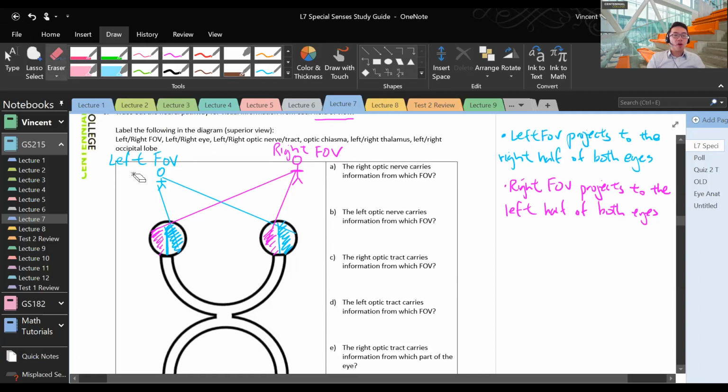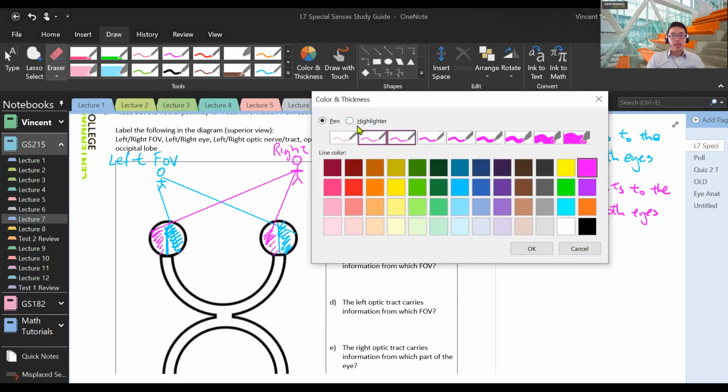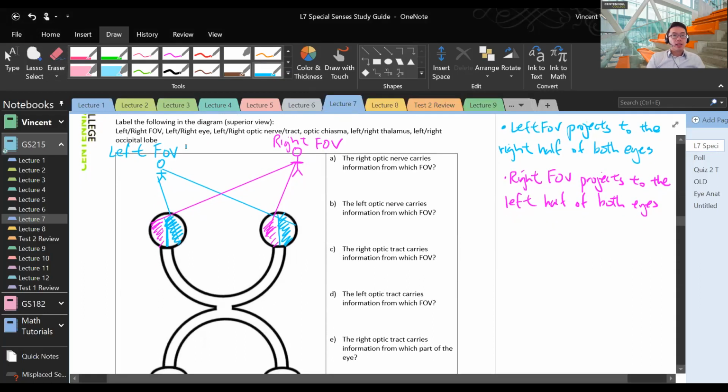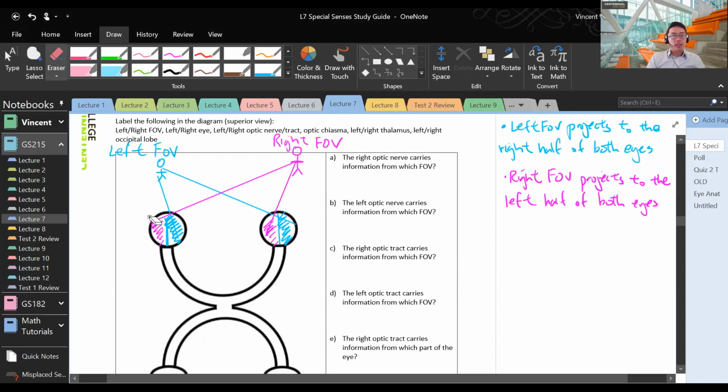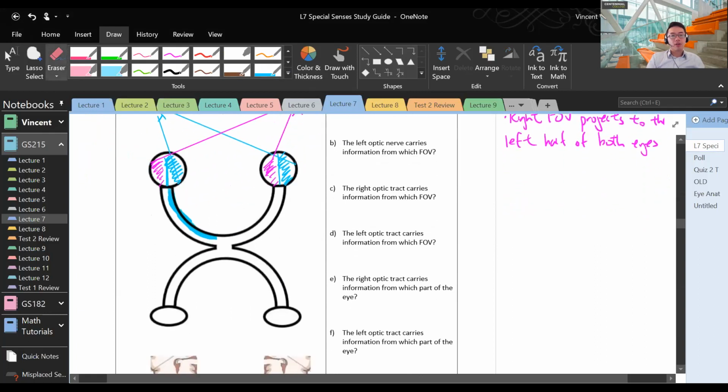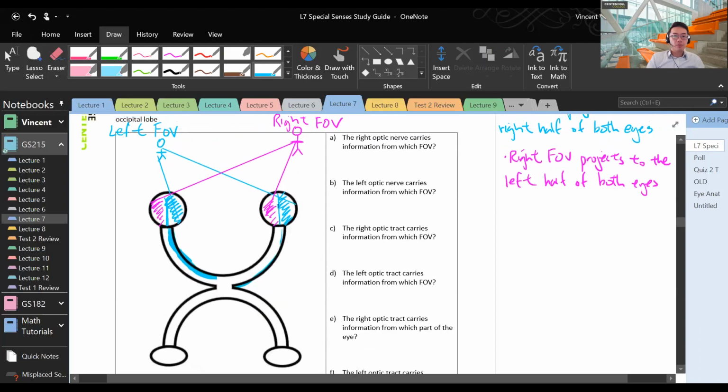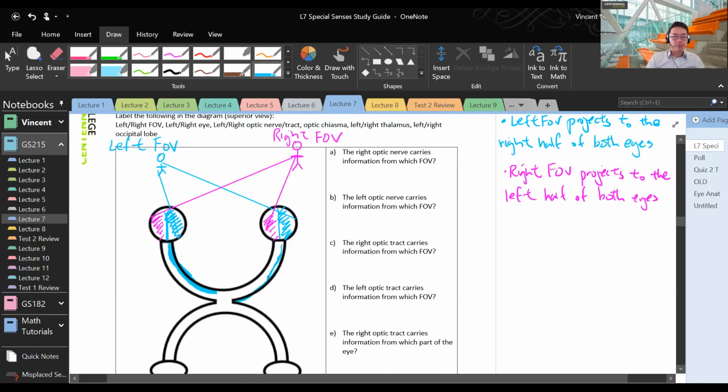Well, let's follow the left field of view and see where it is going to go. So the left field of view, on the left eyeball here, the information there is going to be transmitted through the optic nerve here. So there's the optic nerve, and same thing over here, right? The right half of the eyeball is going to be transmitted through the optic nerve. So all this information from the left field of view will be transmitted here.